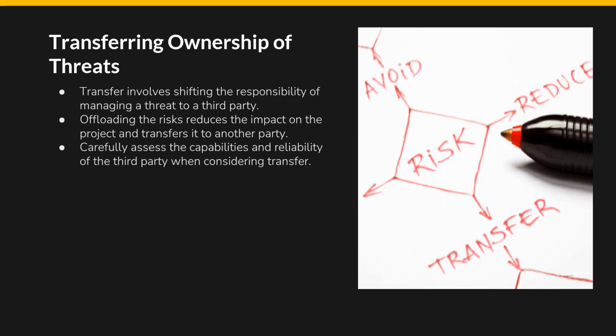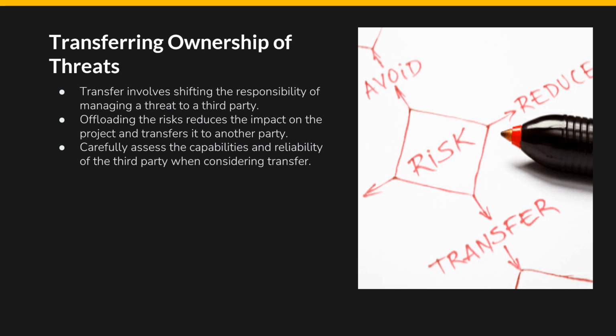Supplier risk management. In a manufacturing project, the team identifies the risk of potential delays in the supply chain due to supplier-related issues. To mitigate this risk, the project manager decides to transfer the risk by signing contracts with suppliers that include penalties for delays. This way, the suppliers become responsible for managing their own risks and ensuring timely delivery of materials, as they would bear the financial consequences of any delays.